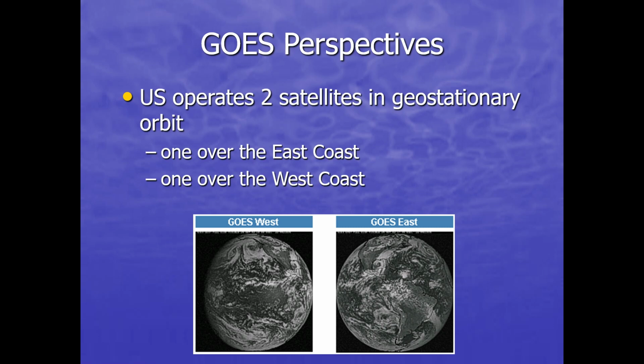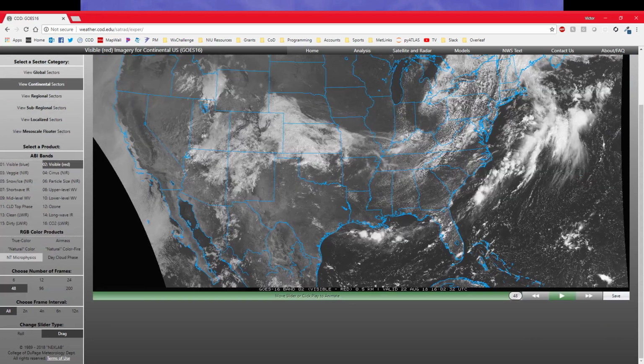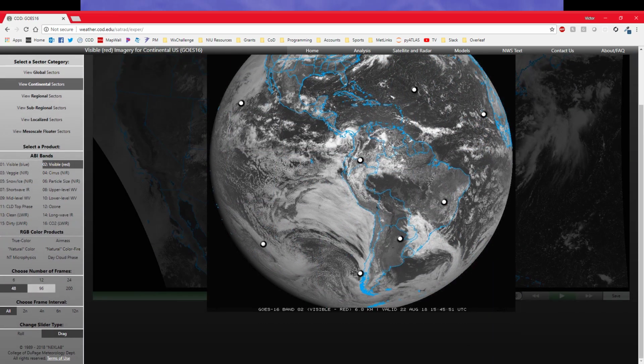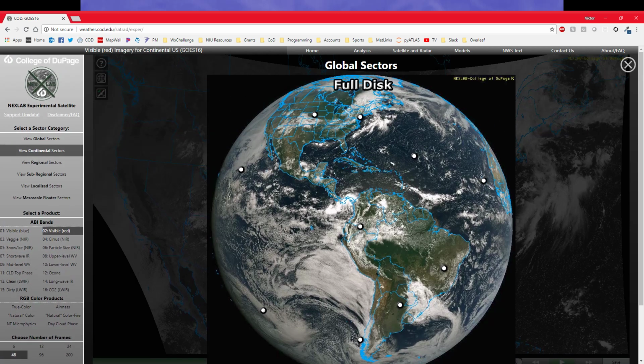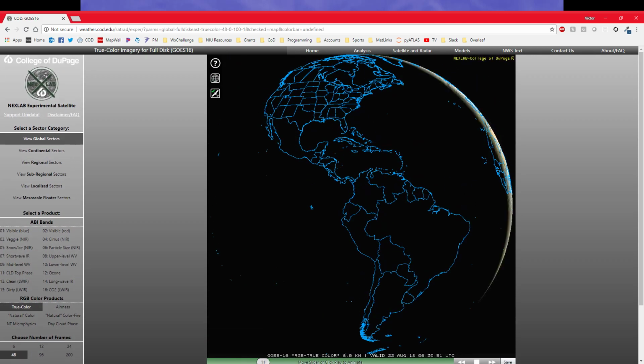So I'm going to pull up in another tab here, and then I'll bring it over, some satellite imagery of basically today, so you can get an idea of what this looks like. So I'm going to pull up some full disk. We'll go to the full disk imagery so you can see what that looks like. And let's see if I can just go ahead and do a true color. And we'll go ahead and animate this so you can get an idea of what this looks like.